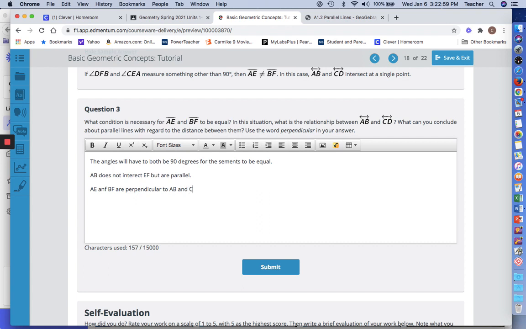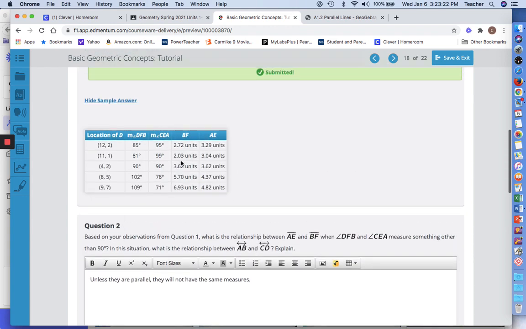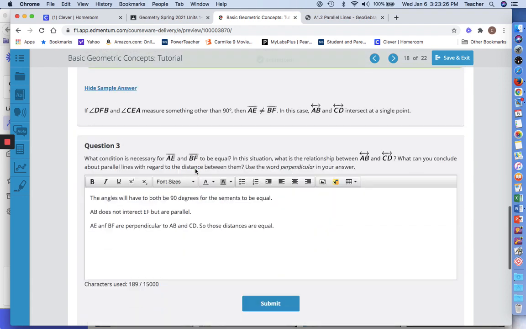AB and CD, those distances are equal. They have to be equal, you guys, because they don't ever touch each other. They have to remain the same distance apart from each other. So it has to remain equal to be parallel. And for that to happen, both of the angles had to be 90 degrees. That's the only way for them to be the same.